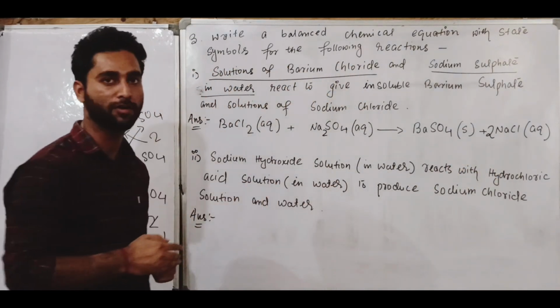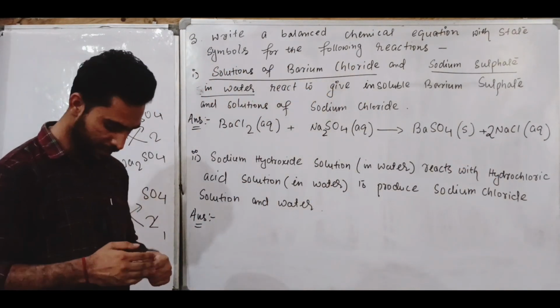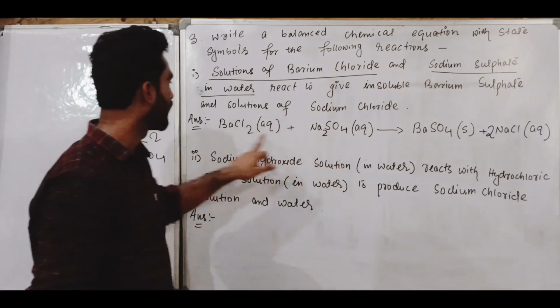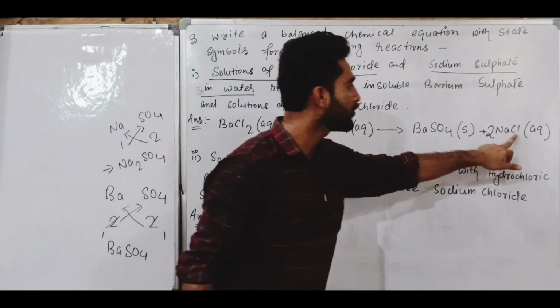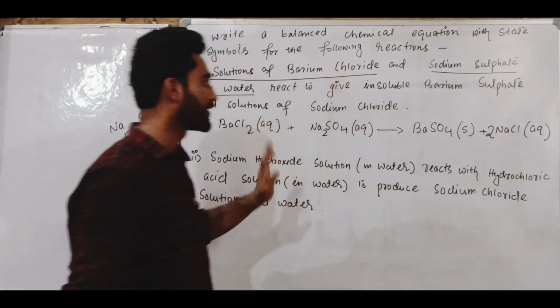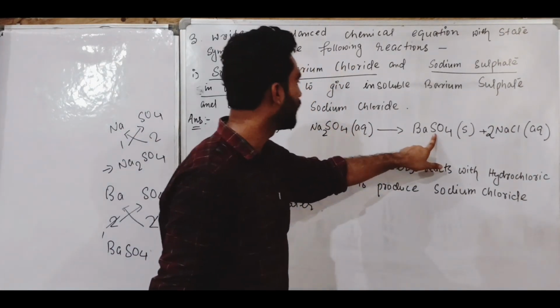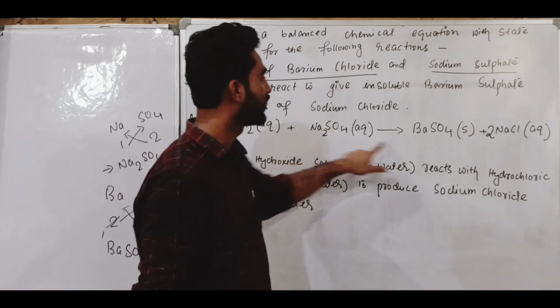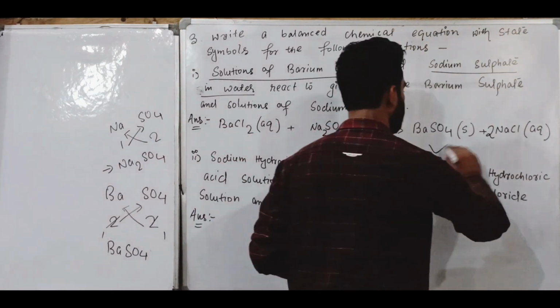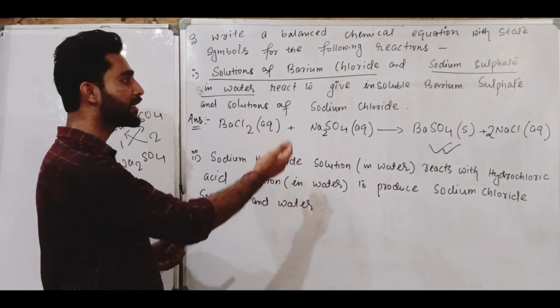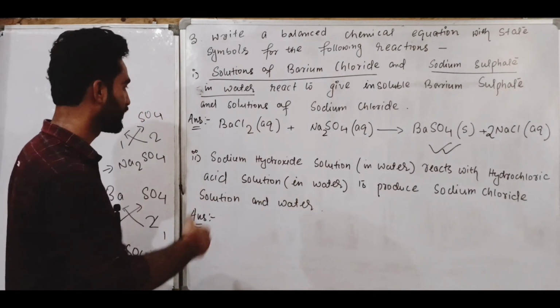Now try to balance the non-metal, that too other than oxygen and hydrogen. So chlorine is the non-metal and sulfur is the non-metal. Here chlorine how many? 2. Here chlorine how many? 2. So chlorine also balanced. Now check the sulfur. Here sulfur how many? 1. Here sulfur how many? 1. Here oxygen how many? 4. Here oxygen how many? 4. That means it is balanced. So in this way, if we apply the trick, easily we can balance the chemical equations.